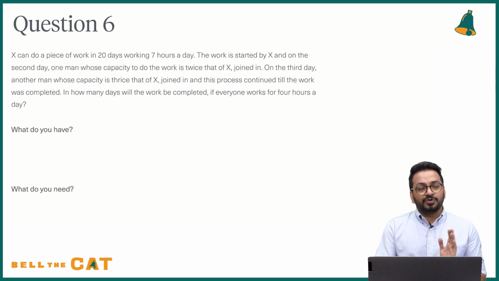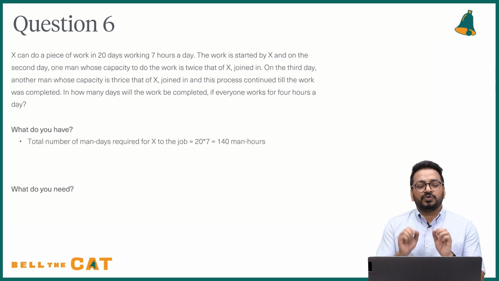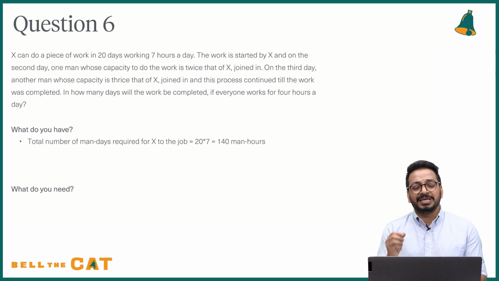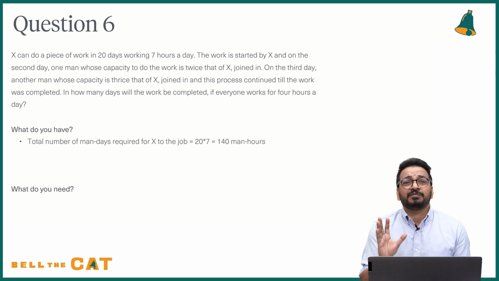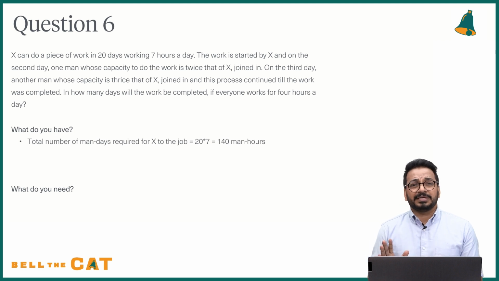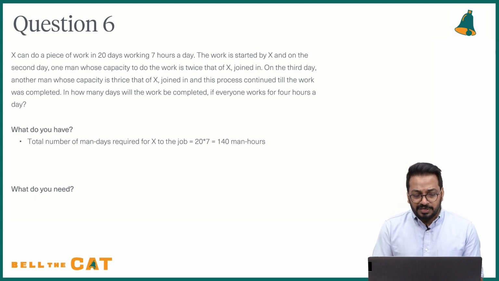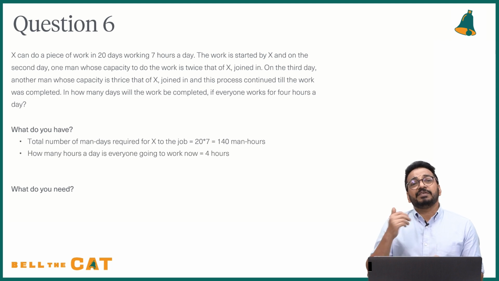Now what do you know? You know the total number of man hours required for the job of X is 20 into 7. It is 140 man hours required for this job. Whenever 140 man hours of work is completed, the job is completed. If X is working 20 days, you need 20 man days. But in this situation, what do you know? Everyone is now working only for 4 hours.